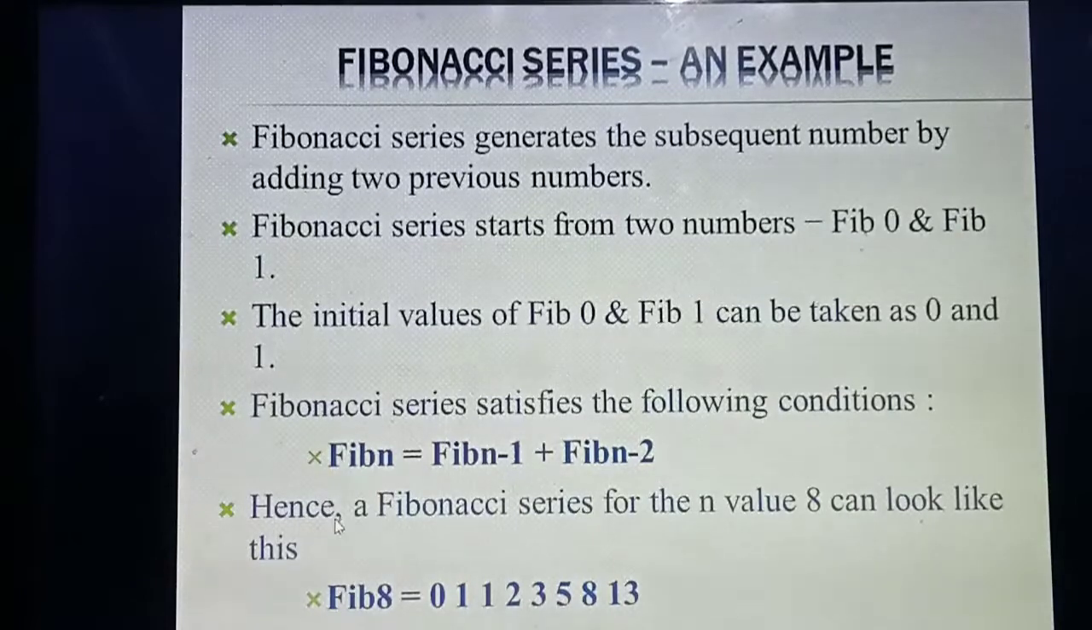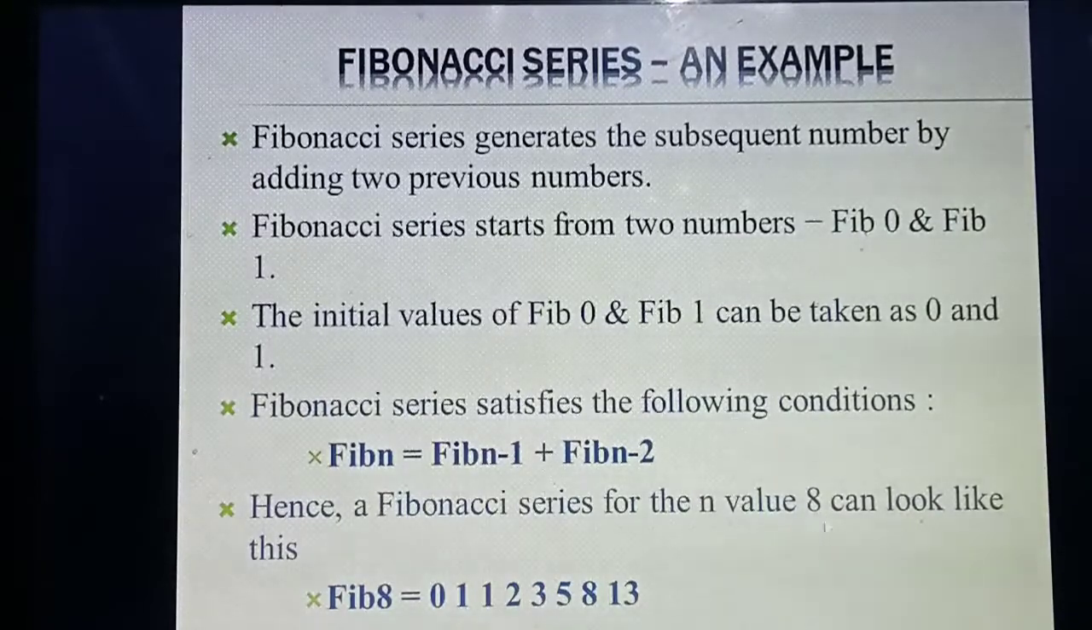What's the formula? If you need to get a particular answer, you need to add the previous 2 numbers. Listen carefully: if you need to get the answer for n, you need to add the previous 2 numbers, that is n minus 1 and n minus 2. Understood? If you are getting the answer n, you should add n minus 1 and n minus 2. See this example, then you will understand.